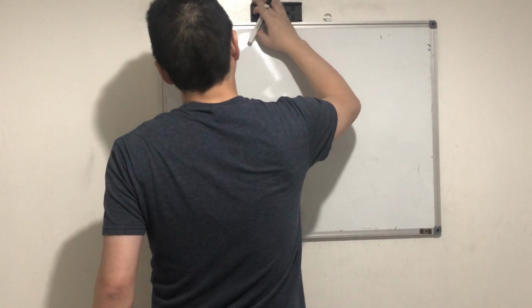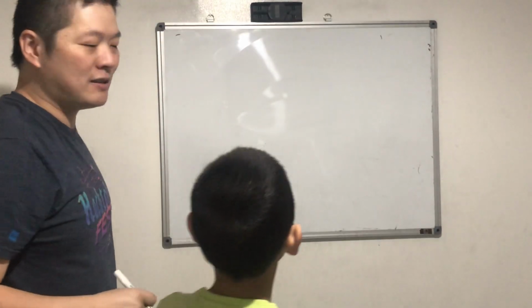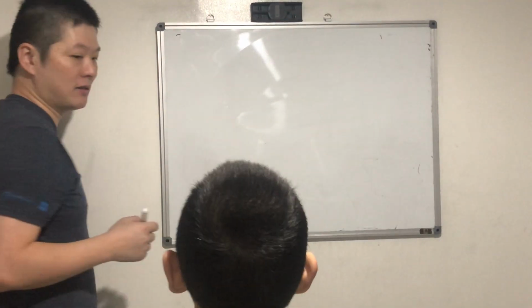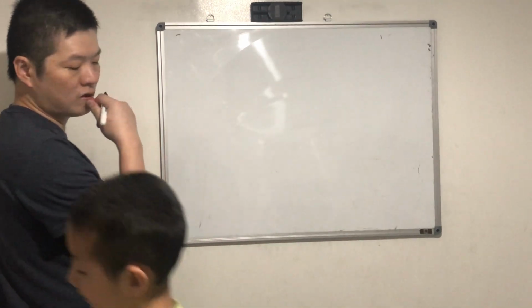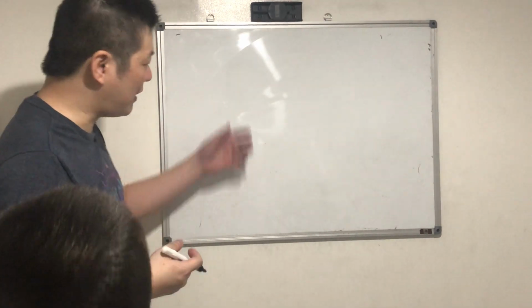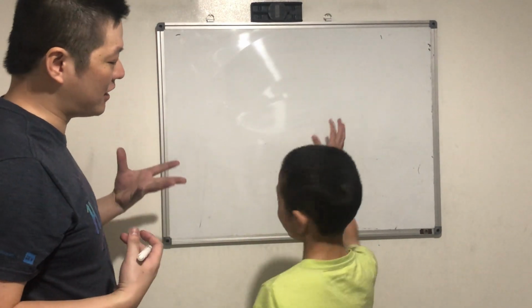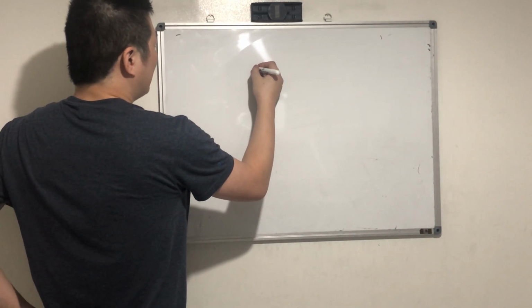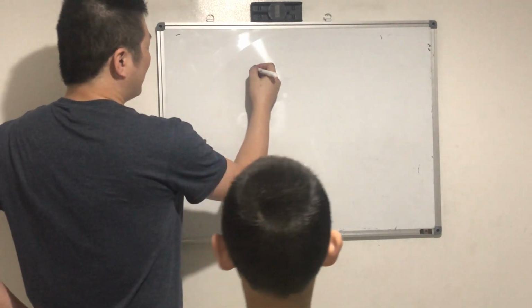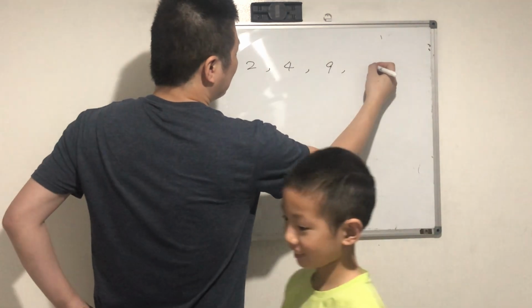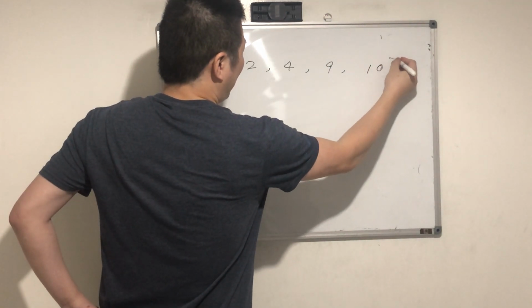Okay, so any other possibilities that this algorithm may not work? Can you think of any example where it may break? For example, the one you just said, that will still work, we just need to add it. So let's try another example. You pick one example like 2, 4, 9, 10.